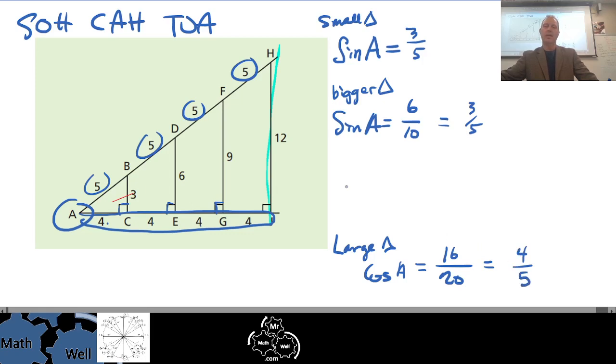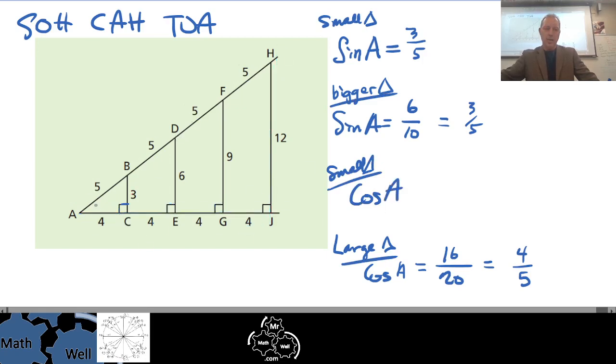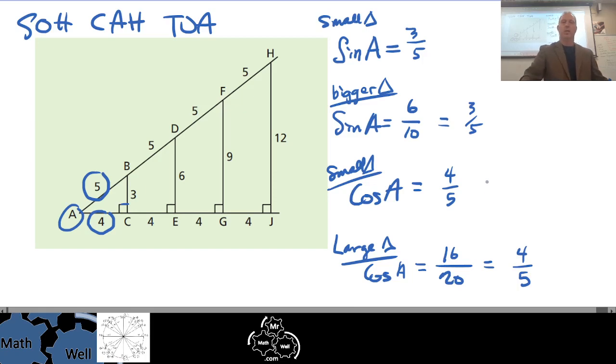Okay. Now let's go back for the cosine for the small triangle. Let's fill this in. Cos of A for the small triangle is adjacent divided by hypotenuse. Oh my. Look at this. 4 over 5.